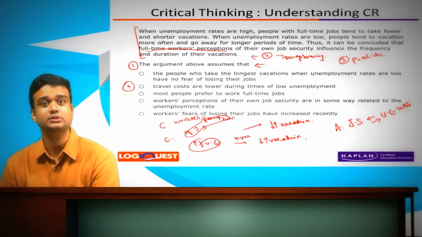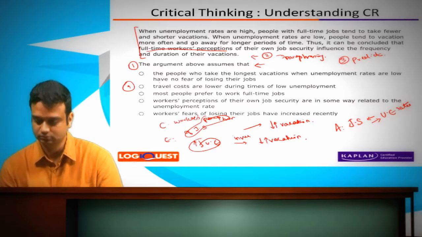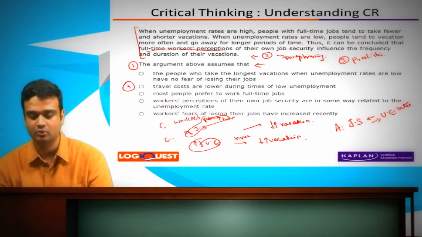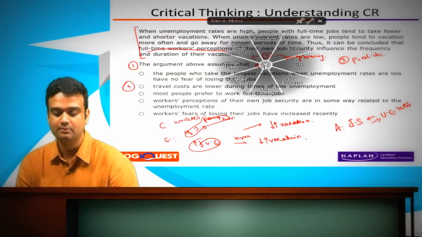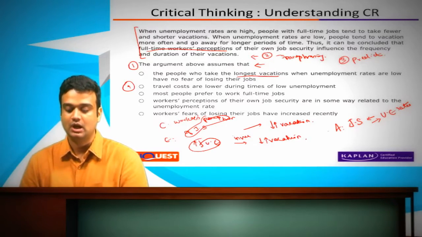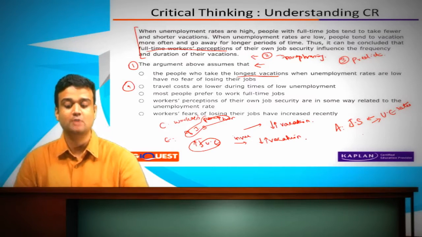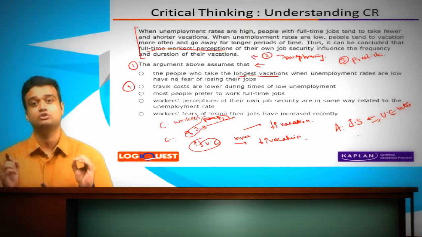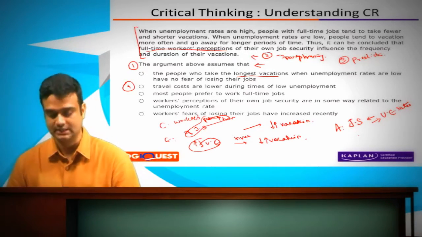So let's go to the answer options now. We've made a prediction of what the assumption should be, right? A says, the people who take the longest vacations when unemployment rates are low have no fear of losing their jobs. Are we really bothered only about people who take the longest vacation? Does it talk about unemployment rates? Yes, it does. But does it talk about job security and how it is related to unemployment rates? Not really. It's talking very narrowly about people who take the longest vacations.